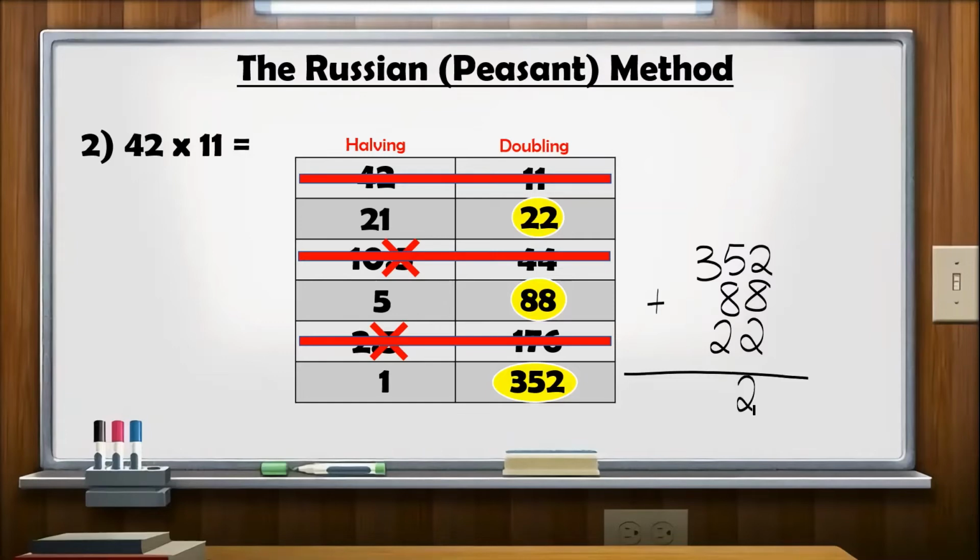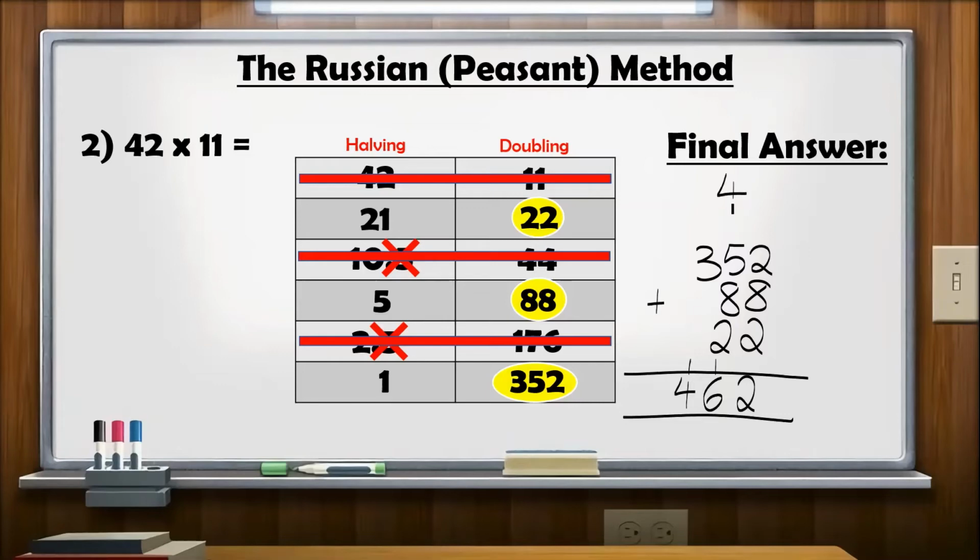2 plus 8 is 10, plus 2 is 12. So I'll place my 2 here and carry the 1 over. 5 plus 8 is 13, plus the 2 is 15, plus the 1 is 16. I'll place my 6 here and carry the 1 over. 3 plus 1 is equal to 4. So my final answer using the Russian method to 42 times 11 is 462.